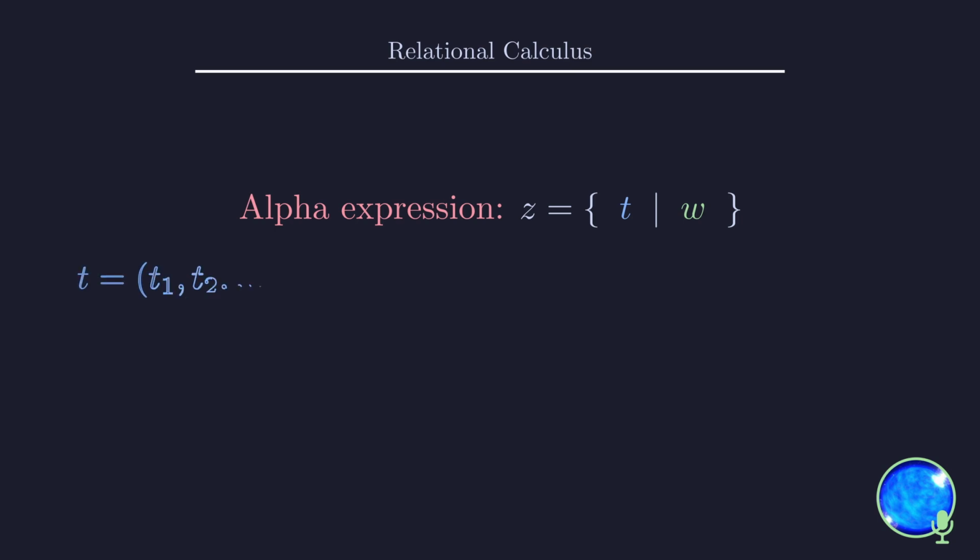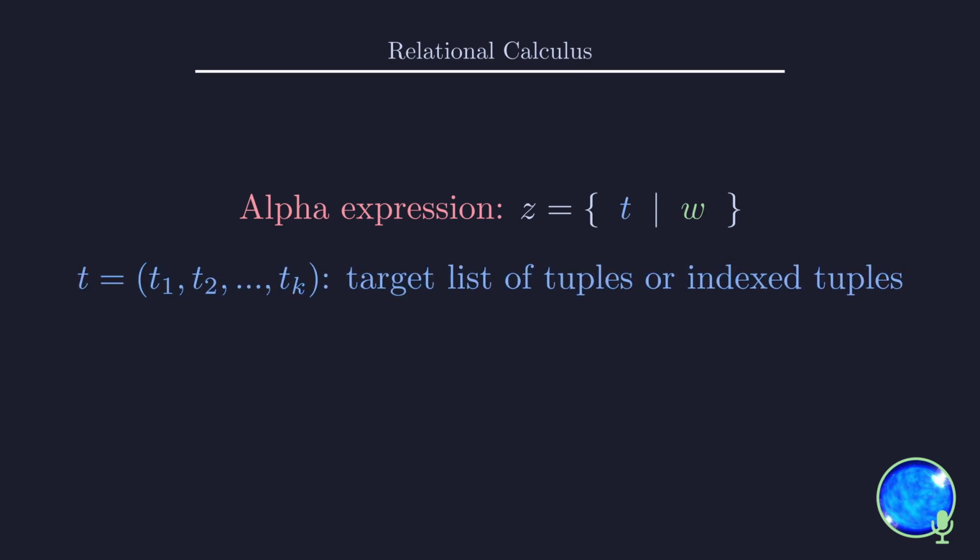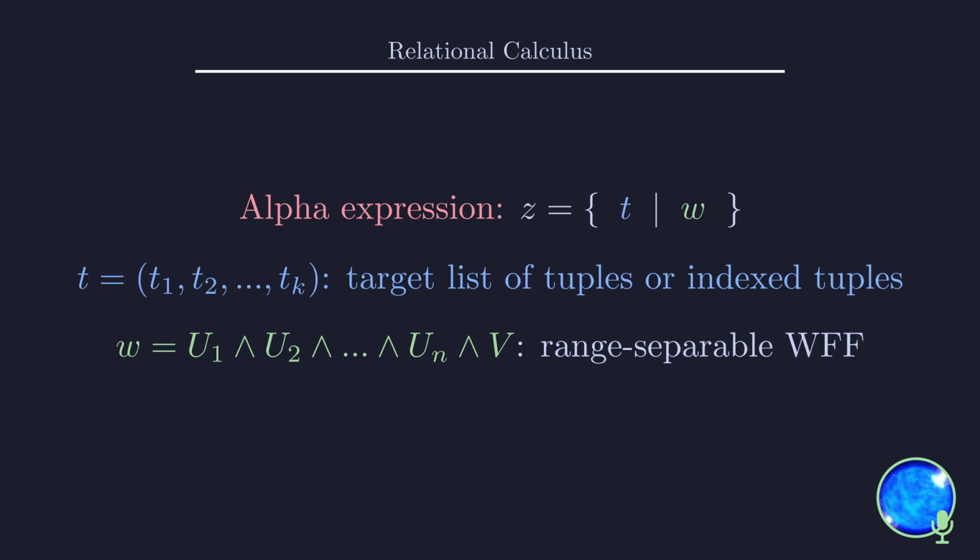A query of the relational calculus is called an alpha expression, denoted as a set of elements T such that W. Here, T is a list, called a target list, consisting of the tuples or index tuples T1 through Tk that indicate where our answer is. W is simply a range-separable WFF. Here, every tuple variable in T must be a free variable of W. One way I like to think of this is that every UI in W sets the range of a free variable, and V is the expression describing what a query must satisfy.